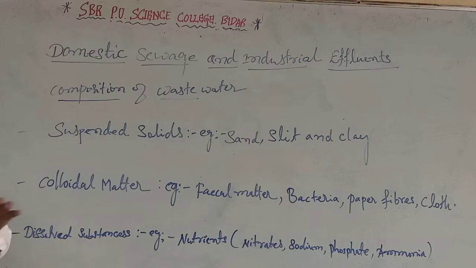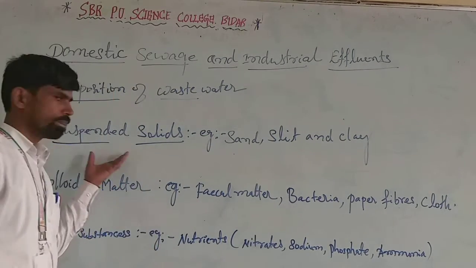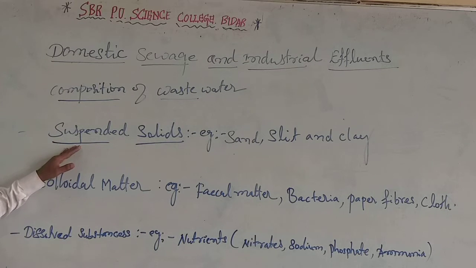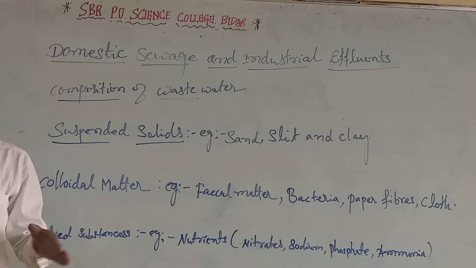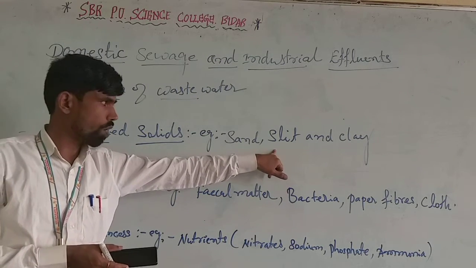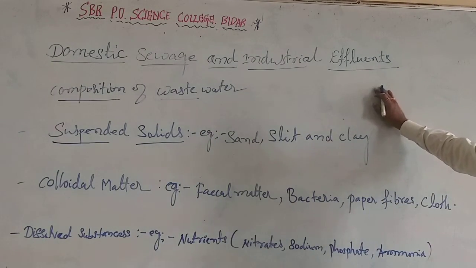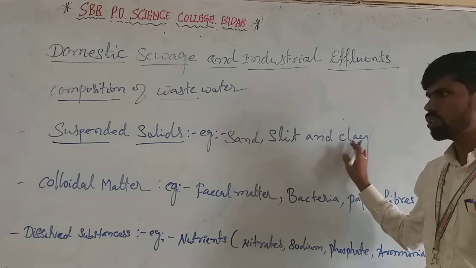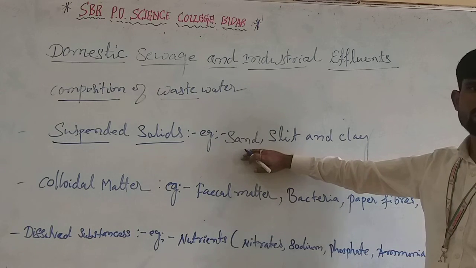What does wastewater consist of? Suspended solids. When we use water through households, cities, hospitals, the water is mixed with sand. When it is flowing, the sand is also present. Sand is also mixed with water, and silt. It means soil, then clay. These are the smallest particles of soil present in that water. These are in solid form, so they are easy to remove.